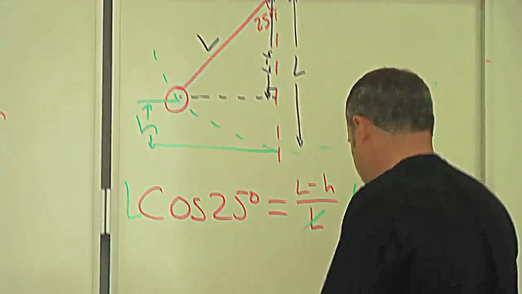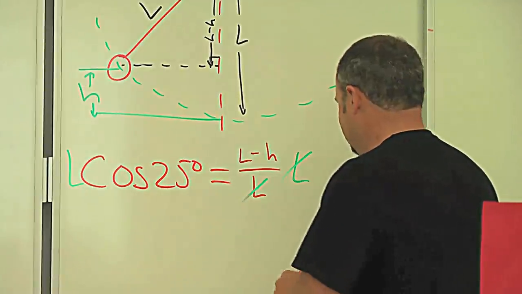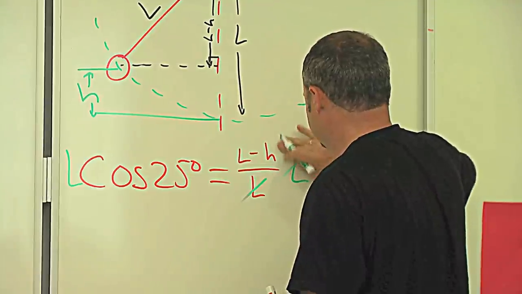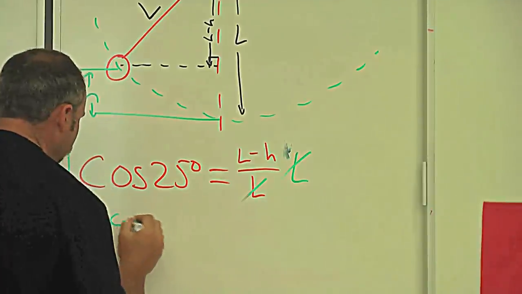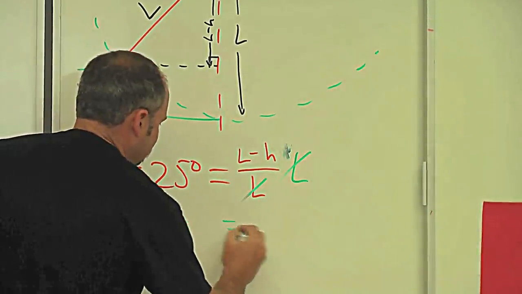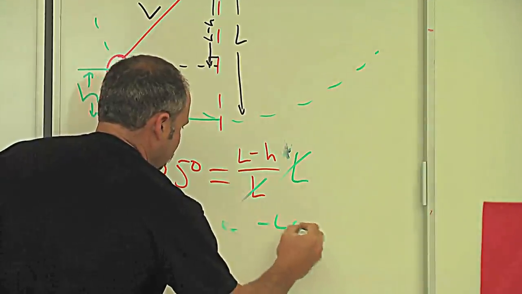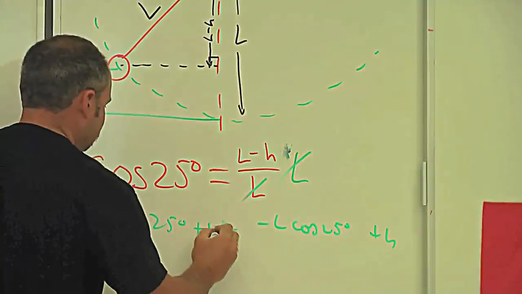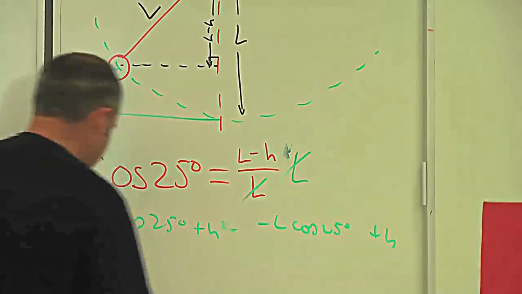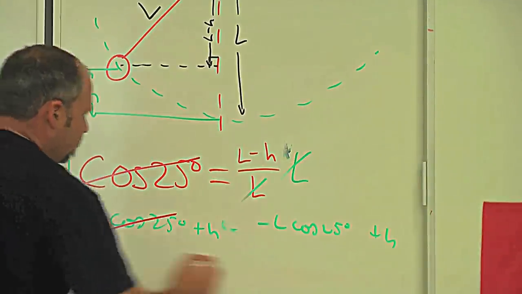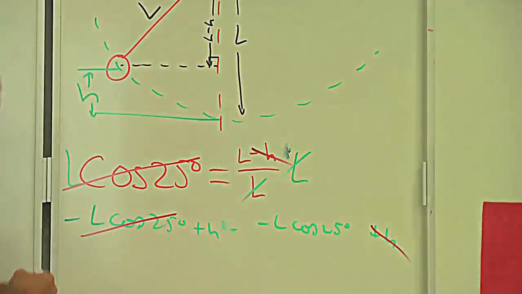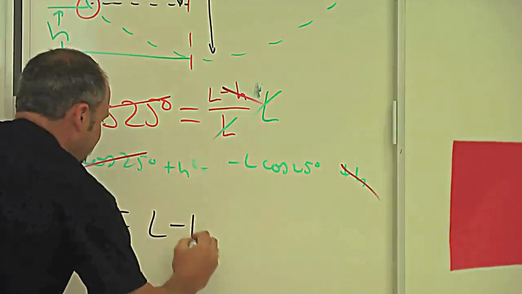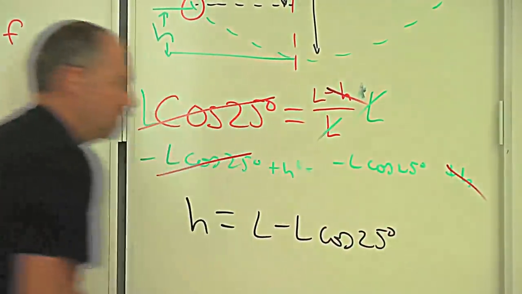these guys cancel. And then I will also add h to both sides. Let me subtract an L cosine 25 degrees, and subtract an L cosine 25 degrees, and I'll add an h. And what happens is, these guys cancel here. This guy cancels with that guy. And I'm simply left with h equals L minus L cosine 25 degrees.